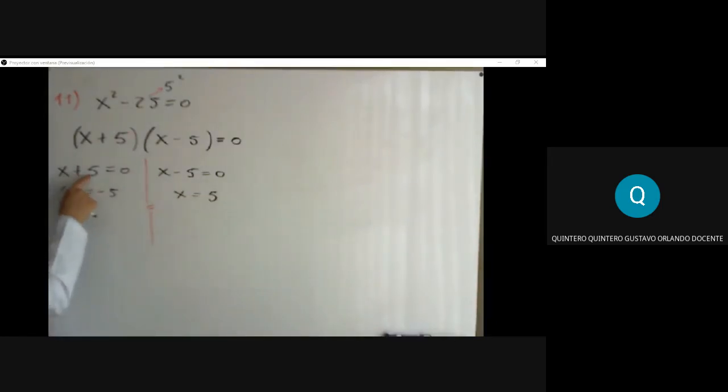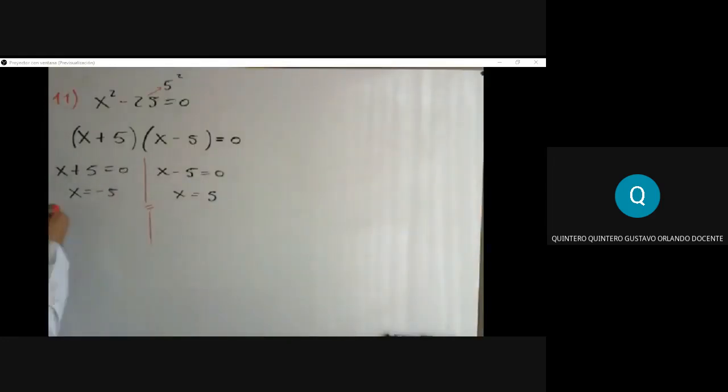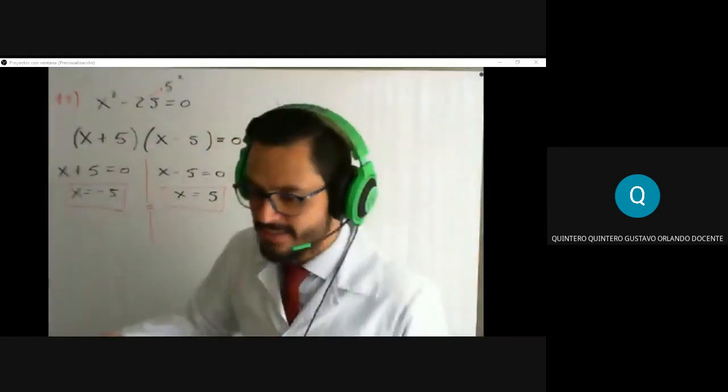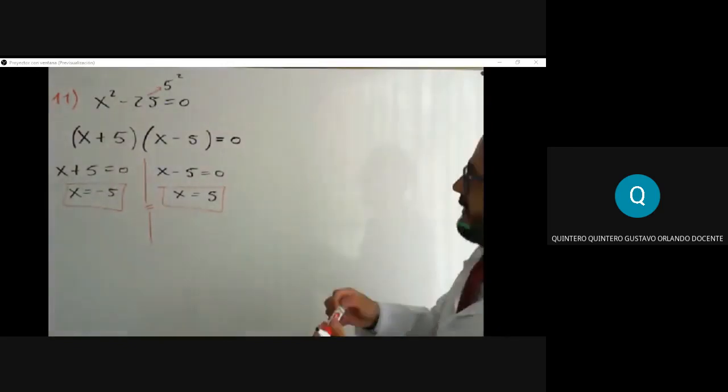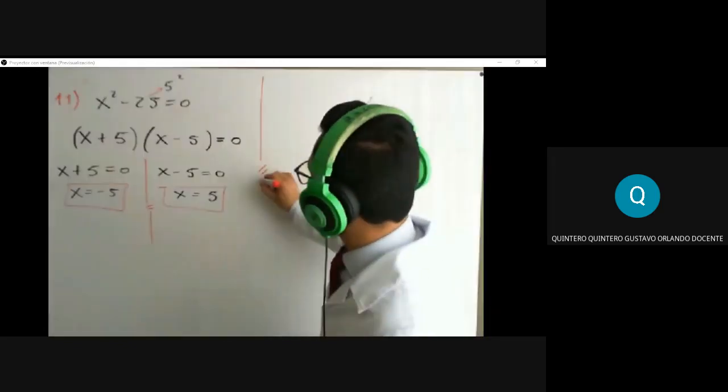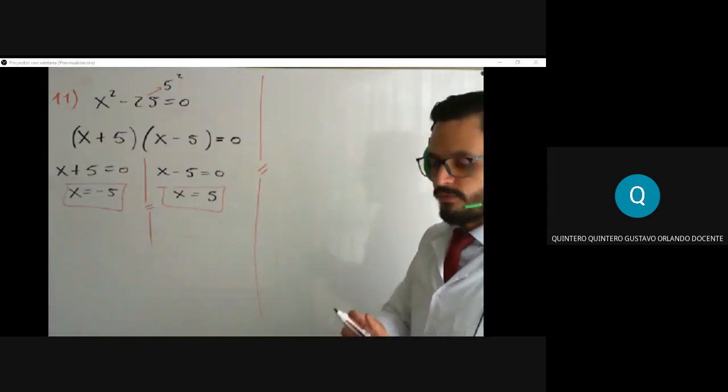Remember, the positive 5 passes to subtract. The negative 5 passes as positive. So one solution and the other solution. Just like that is how you will solve this exercise by factorizing. But you can also do it with this square root method.